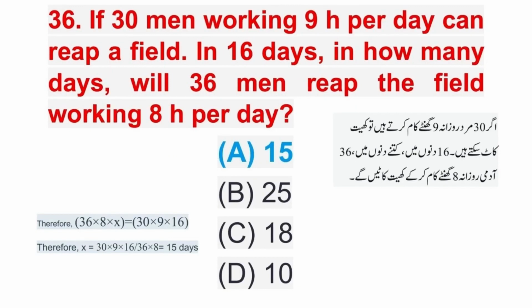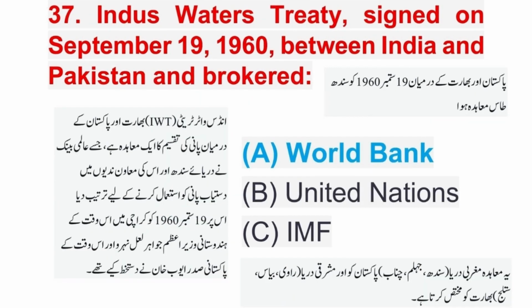Question number 36. If 30 men working 9 hours per day can reap a field in 16 days, in how many days will 36 men reap the field working 8 hours per day? That answer is 15. Question number 37. Indus Waters Treaty, signed on 19 September 1960 between India and Pakistan and brokered by. That answer is World Bank.